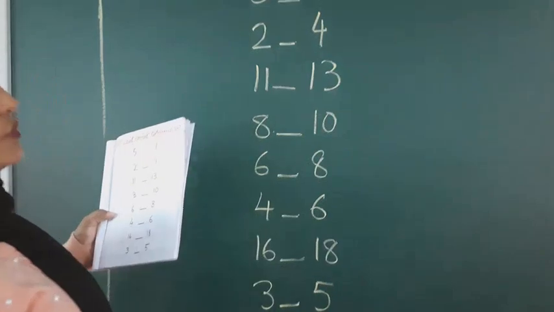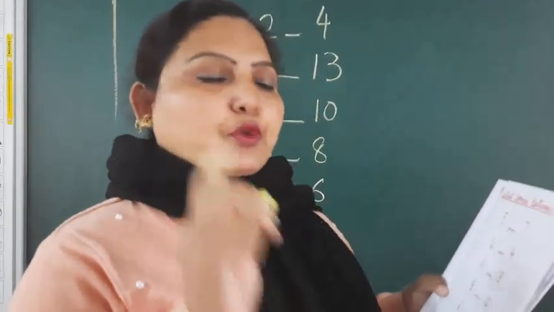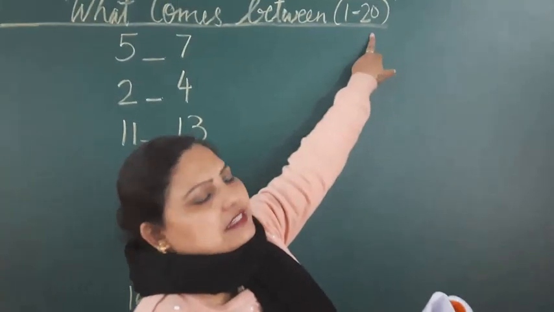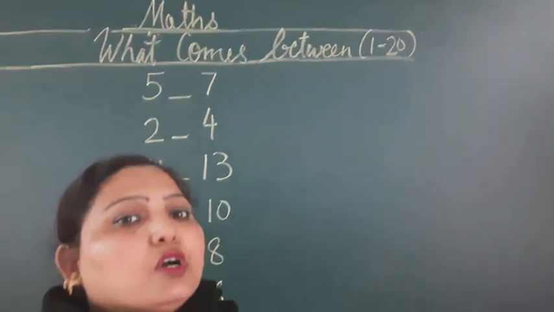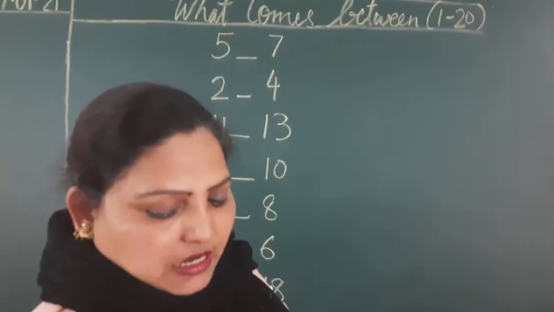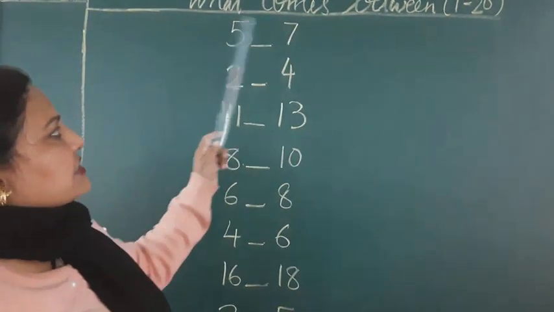What children you have to do? I have told you, you have to learn 1 to 20 numbers properly. I have given you here 1 to 20 numbers, and within this only you will be able to do this exercise. So we'll do it. First we will take 5 and 7.